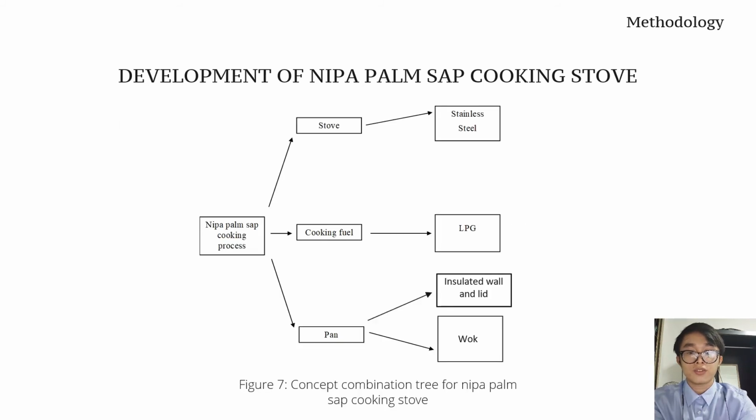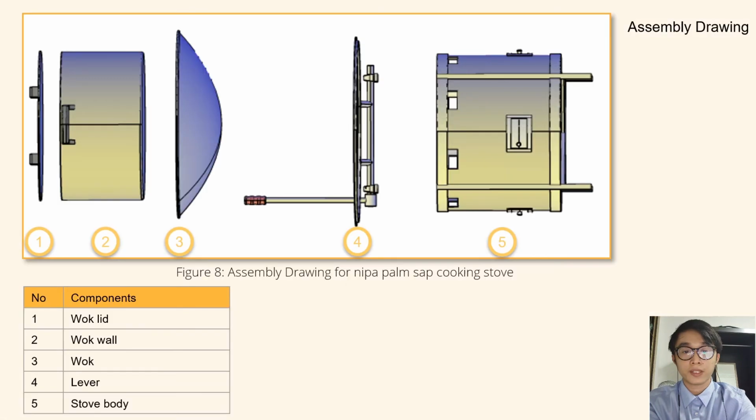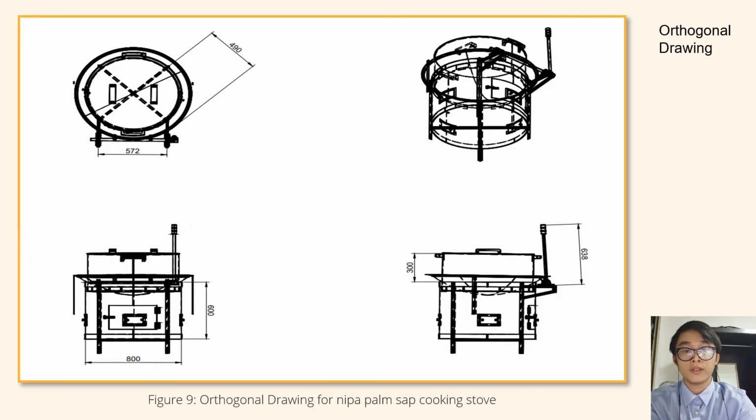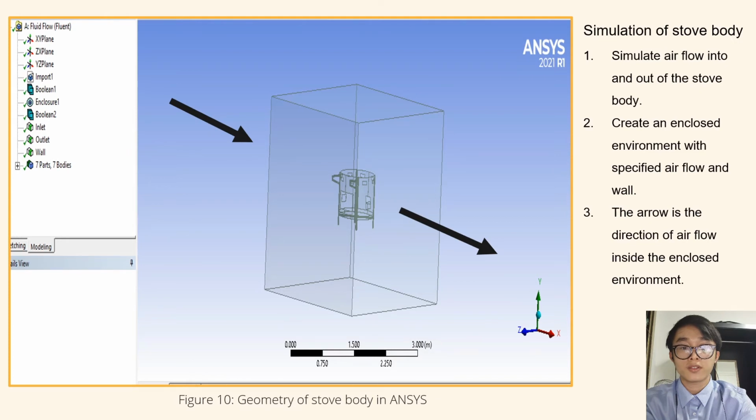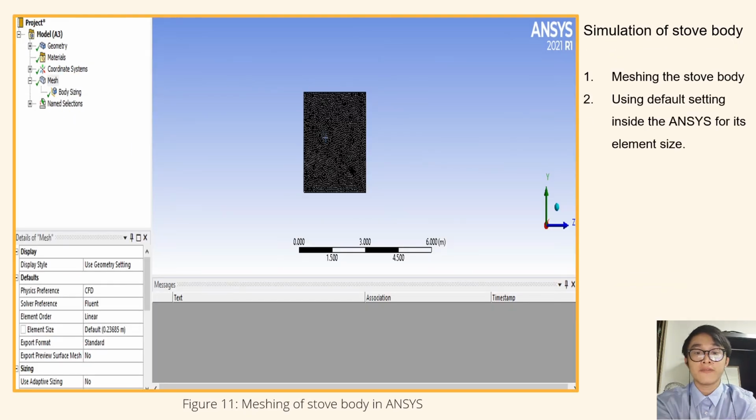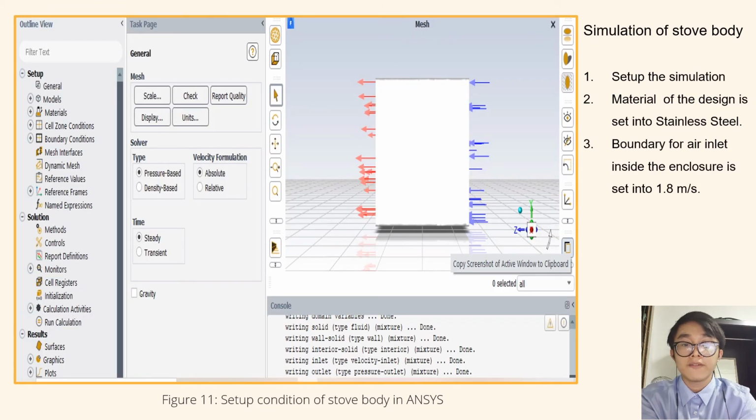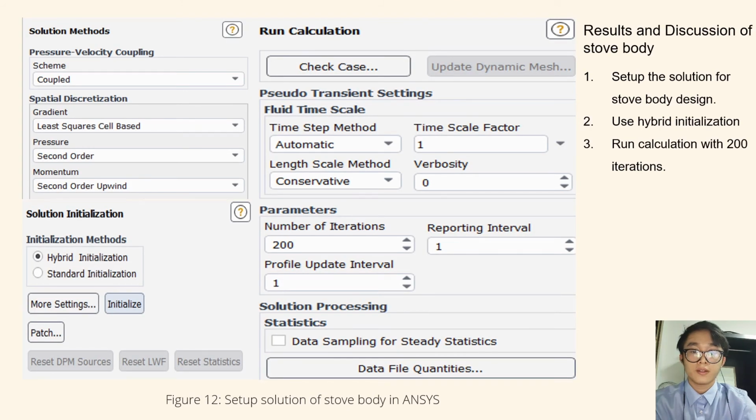Figure 7 shows the concept combination tree for Nipa palm-shaped cooking stove. Figure 8 shows the assembly drawing for Nipa palm-shaped cooking stove. Figure 9 shows the orthogonal drawing for Nipa palm-shaped cooking stove. Figure 10 shows the geometry of stove in ANSYS. Figure 11 shows the meshing of stove body in ANSYS. Figure 11 shows the setup condition of stove body in ANSYS. Figure 12 shows the setup solution of stove body in ANSYS.